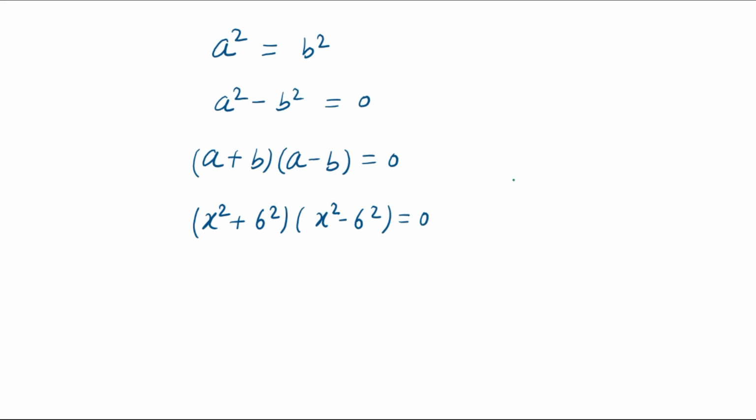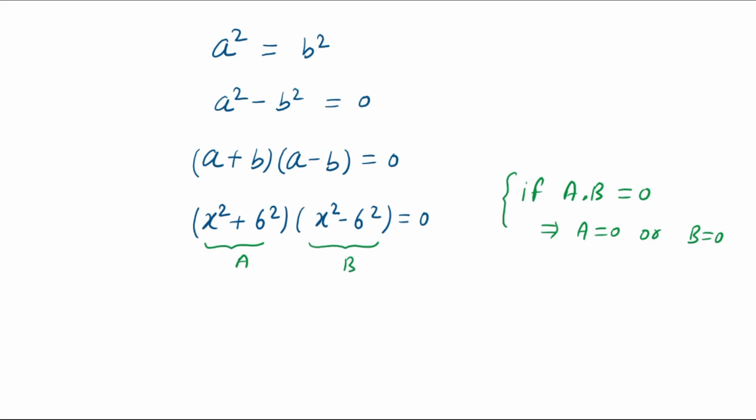Now here we will apply this rule. If a times b, this is equals to 0, this implies a is equals to 0 or b is equals to 0. This expression is a and this expression is b, and here if we apply this rule, then you can say x square plus 6 square, this is equals to 0, or x square minus 6 square, this is equals to 0. Let's say this is case first and this is case second.